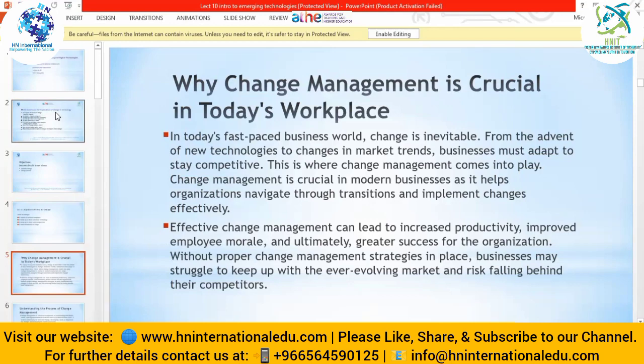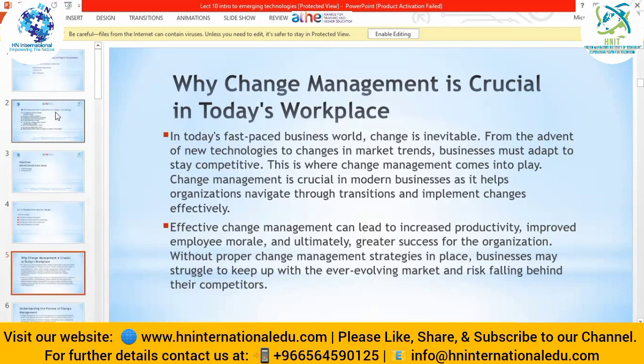From the advent of new technologies to changes in market trends, businesses must adapt to stay competitive. This is where change management comes into play. Change management is crucial in modern business as it helps organizations navigate through transitions and implement changes effectively. Effective change management can lead to increased productivity, increased employee morale, and ultimately great success for the organization. Without proper change management strategies in place, businesses may struggle to keep up with the ever-evolving market and risk falling behind their competitors.